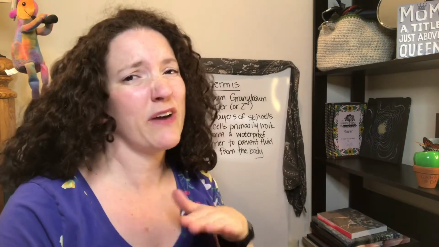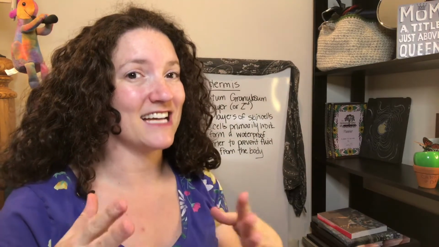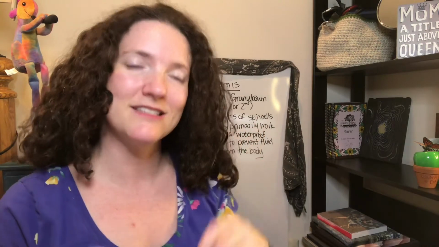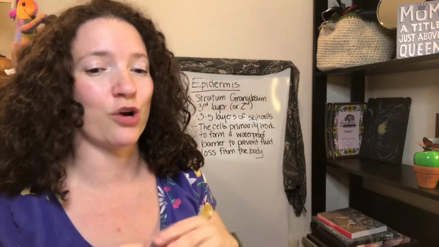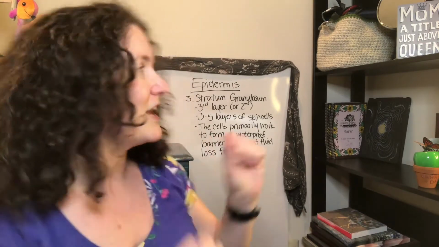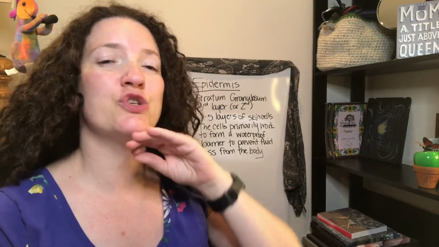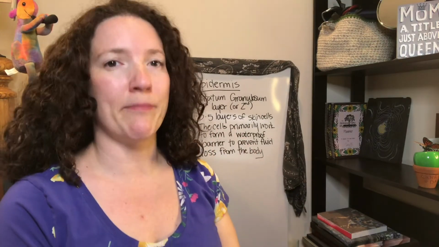So again, this is a fairly thin layer, but the cells here are not flattened yet. They're on their way to being flattened. So they're going through the flattening process. So they're a little bit thicker, but still only 3 to 5 layers of cells. So it's still a fairly thin layer. The cells in this layer work primarily to form a waterproof barrier to prevent fluid loss from the body.